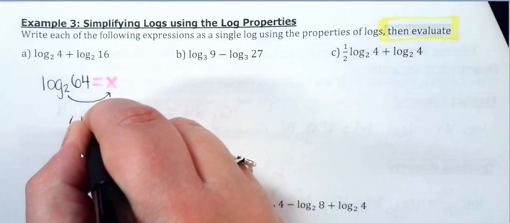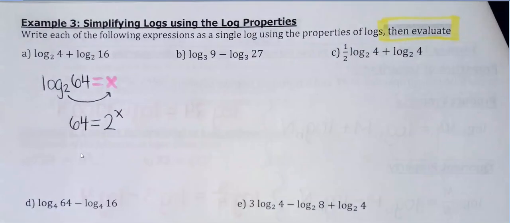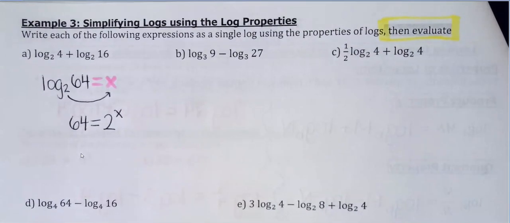We're going to get rid of the log. That 2 is going to push the x up in the air to be in an exponent. And then you're just trying to tell me what that exponent would be. Does anybody know what x would be there? It's a nice number. 6, exactly. So my answer right here is 6.